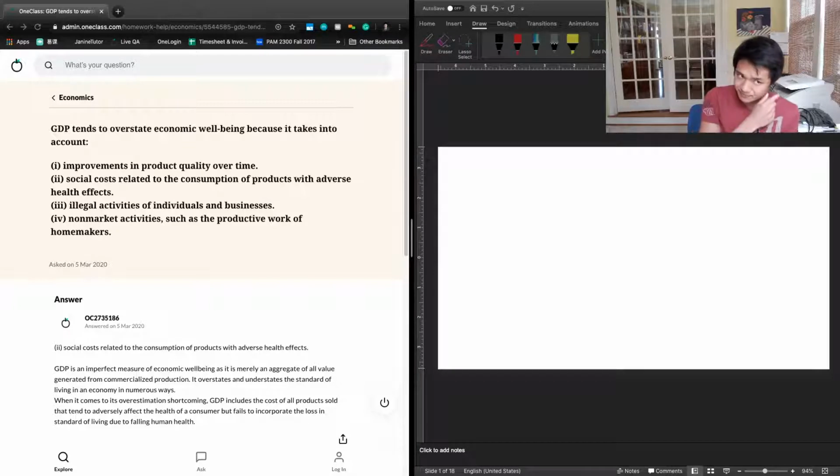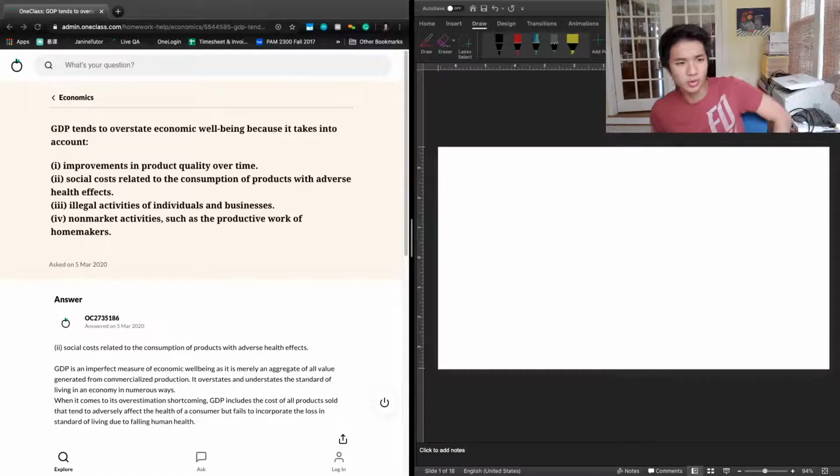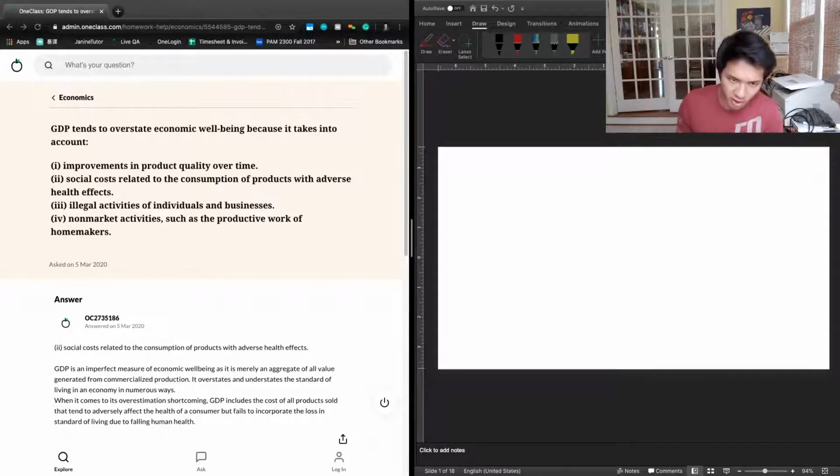So the first question says that GDP tends to overstate economic well-being because it takes into account: 1. Improvements in product quality over time. 2. Social costs related to the consumption of products with adverse health effects. 3. Illegal activities of individuals and businesses. 4. Non-market activities such as the productive work of housemakers.